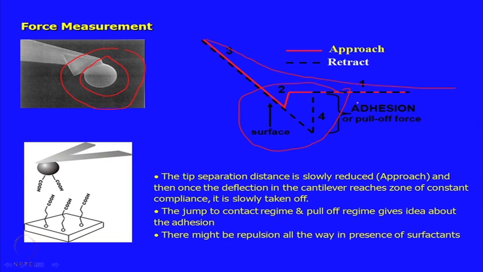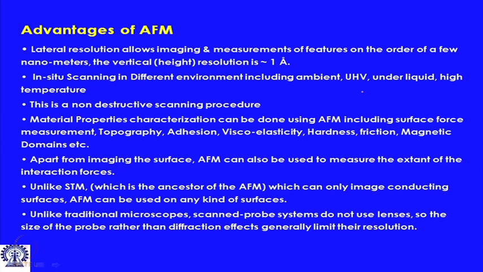Okay. So a whole lot of things can be done using an atomic force microscope. That brings us to the last couple of slides of this topic: the advantages of AFM. One can achieve lateral resolution allowing imaging and measurement of features on the order of a few nanometers, and the vertical resolution can be as low as 1 angstrom. A 1 nanometer vertical height is almost possible to achieve in any standard AFM.